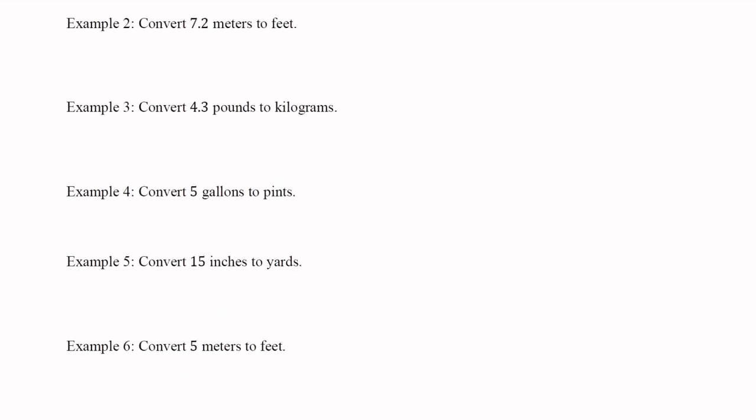So let's take a look at a few examples. In example 2, we're going to convert 7.2 meters to feet. Okay, so we start by taking 7.2 meters, and we're going to go ahead and put it over 1. Okay, then we're going to find our conversion factor, and on our tables we can find that 3.281 feet is the same as 1 meter, okay?